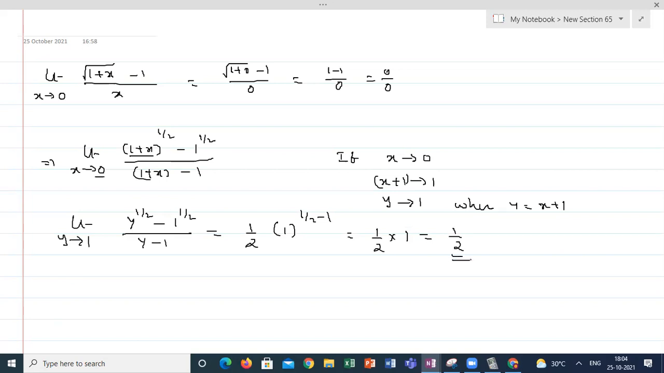Here I changed the limit according to my convenience. If x is tending to 0, add 1 on both sides: 1 plus x tends to 1. So if I replace x plus 1 with y, then I change the entire quotient into a different format. From there, I calculate the limit of the given function. This is one of the important methods that will be useful to convert the given question into a required formula.